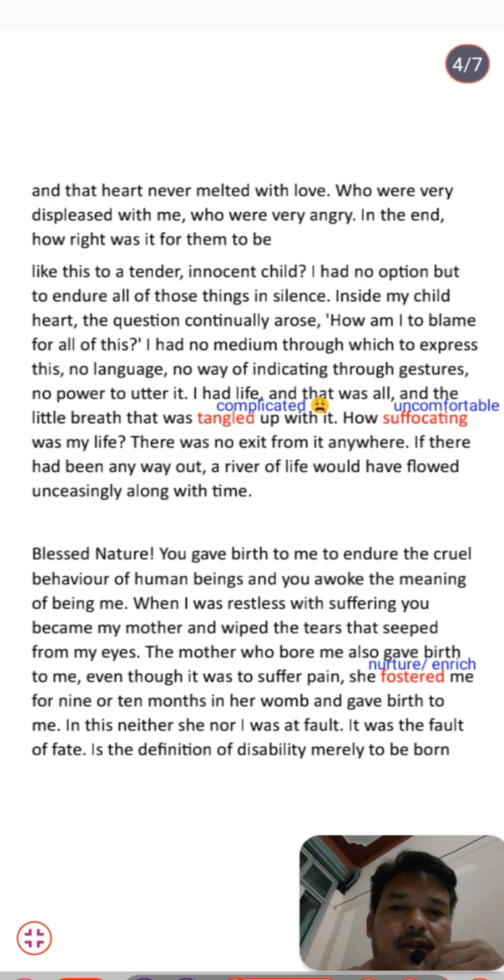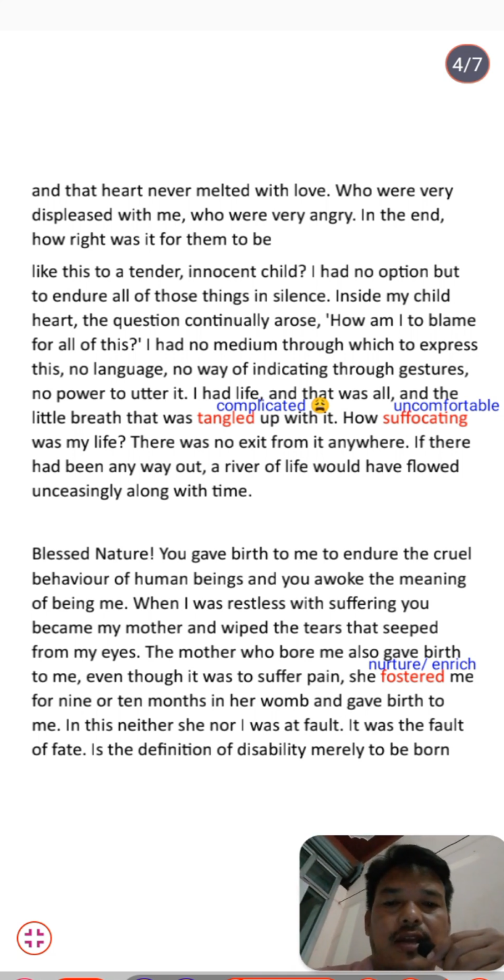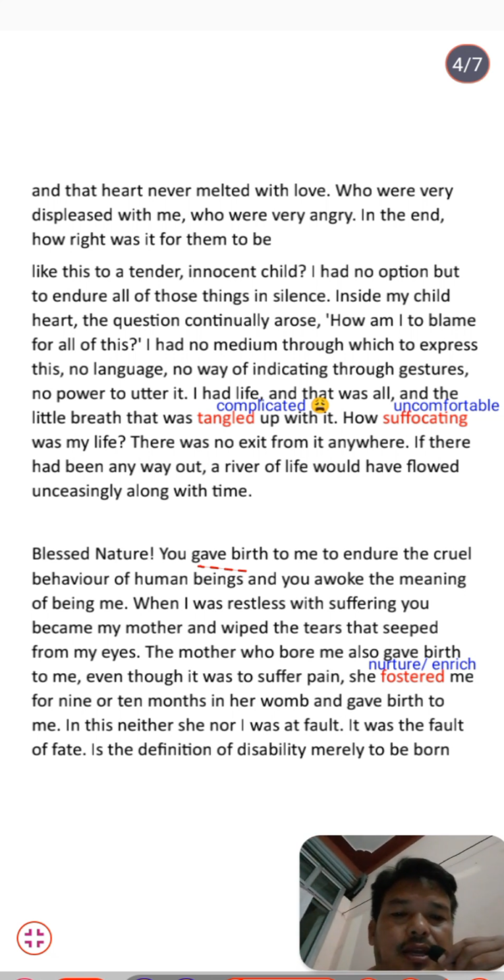Blessed nature, you gave birth to me to endure the cruel behavior of human beings, and you woke the meaning of being me. Blessed nature means here she is going to thank God, and she says, thank you, God. You brought forth me, to preserve through the brutal way of behaving in this world. And you told me the importance of being me, and the importance of life. And so that's why, God, I am thanking you very much.